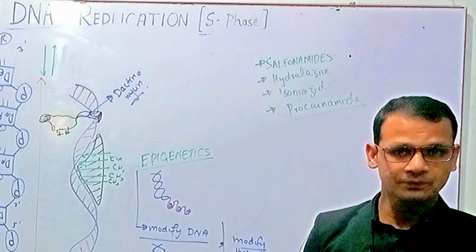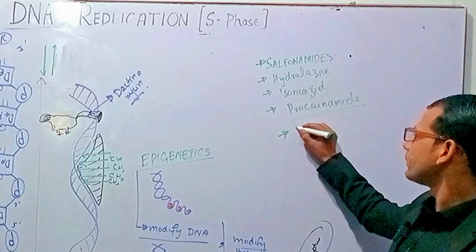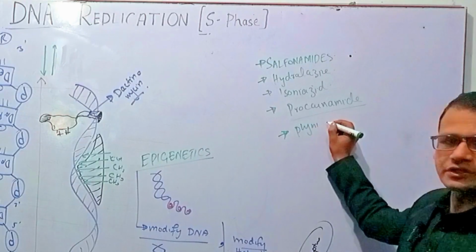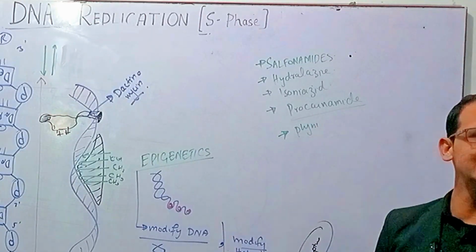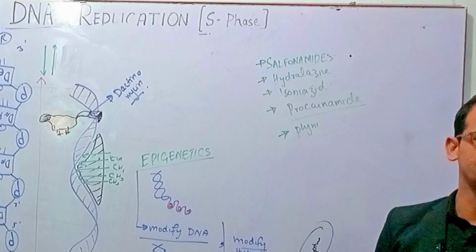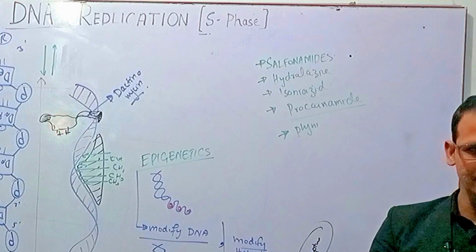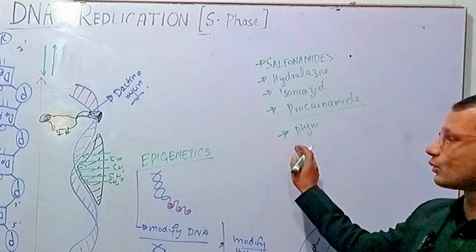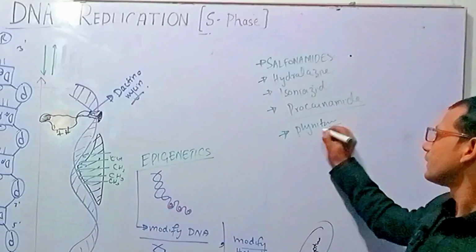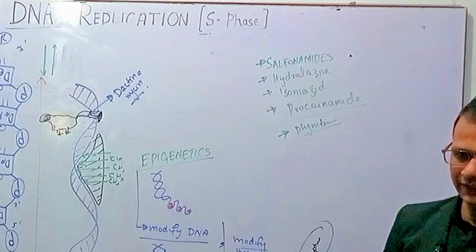This is a routine drug. The next is phenytoin, which is an anticonvulsant, which is used against fits, convulsions. It also can stop the DNA replication, right?